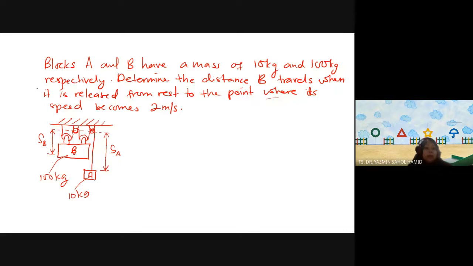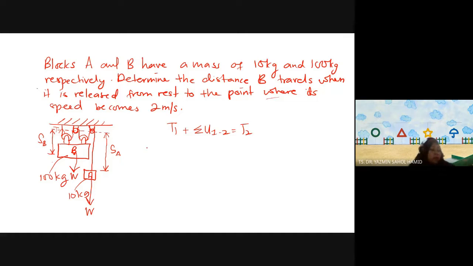So senang lah. Untuk block B dia ke bawah W. Block A pun ada ke bawah W. And then ada tension force ni lah. Okay, now for the block, so kita ada work energy. So kita tahu kita ada T1 plus work equals to T2 lah.